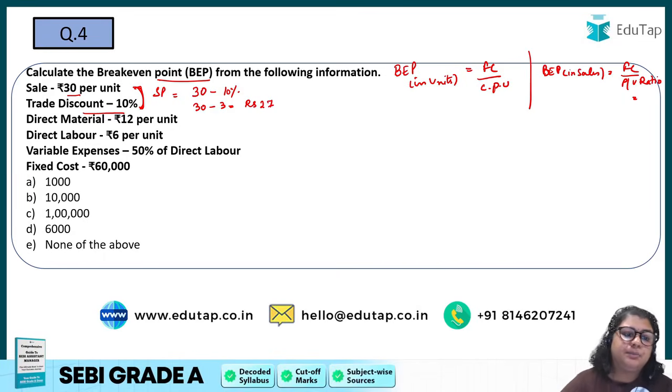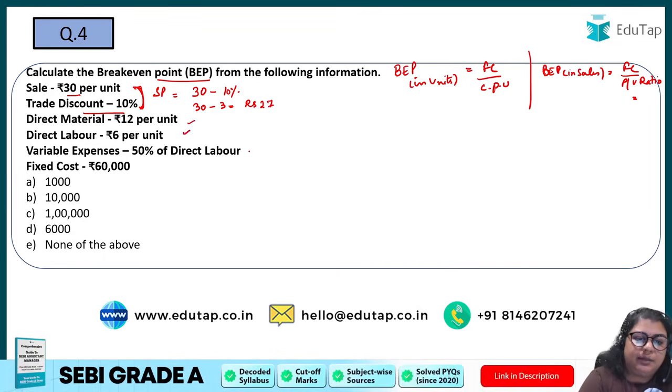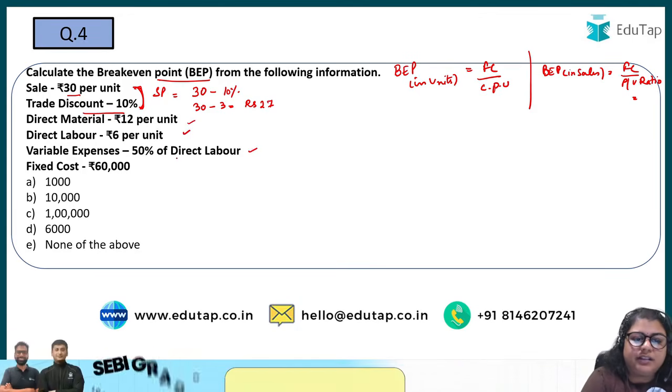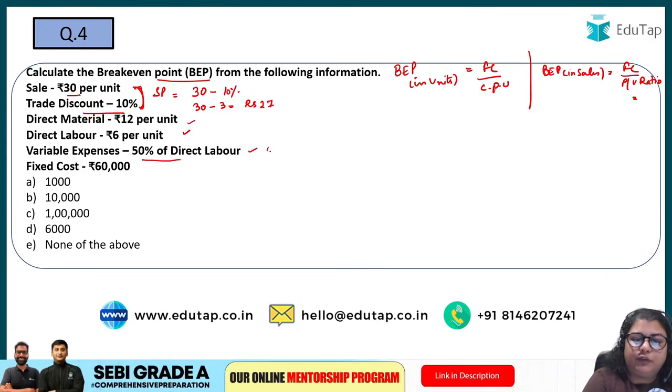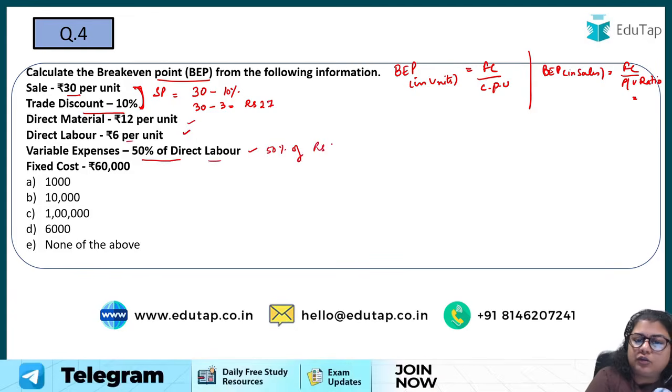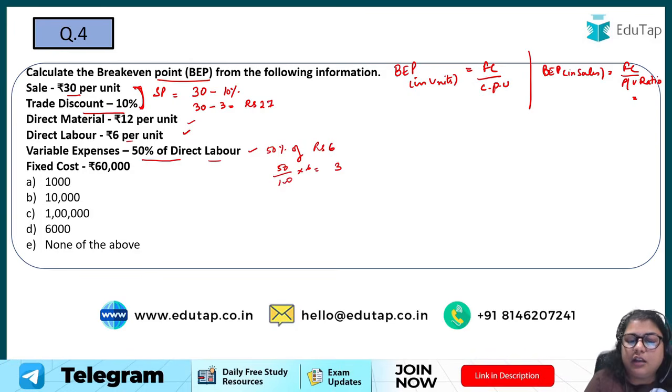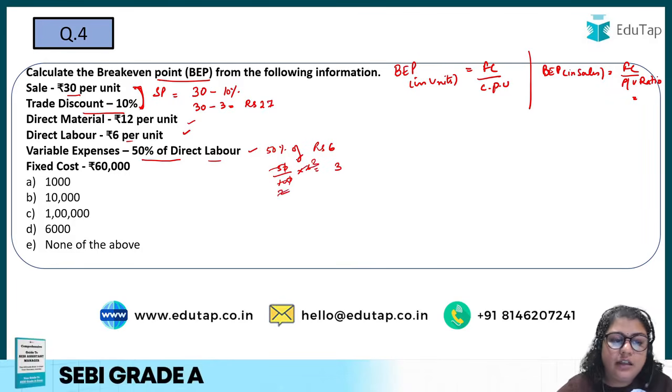Then we have the direct material, direct labor, variable expenses. So variable expenses given 50% of direct labor. So 50% of direct labor is how much? Rupees 6. So can you calculate how much it will be? 50 divided by 100 into 6. So of course it will be 3 rupees. है ना? So I don't think I need to calculate. है ना? चलो निकाल लोगे. So rupees 3 is the variable expenses.